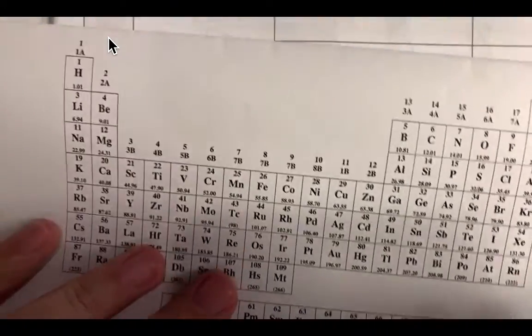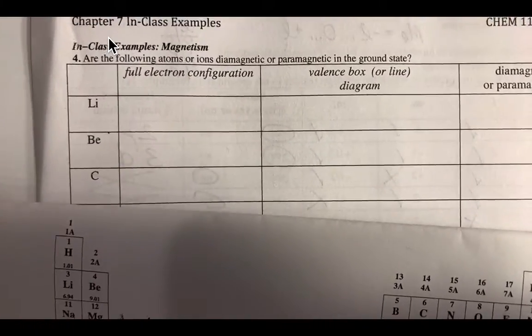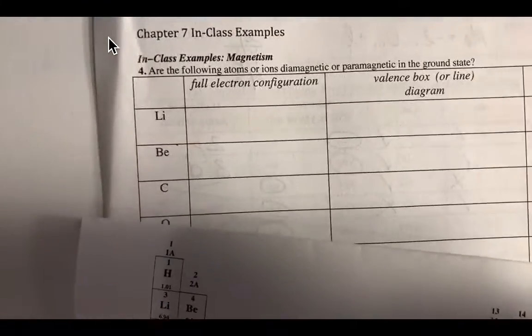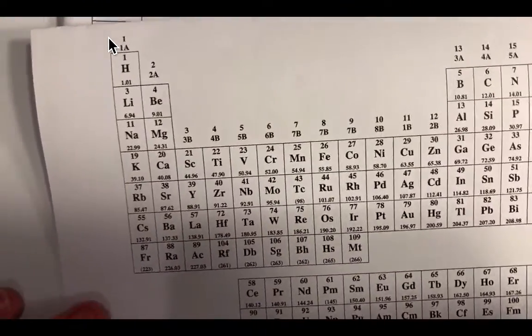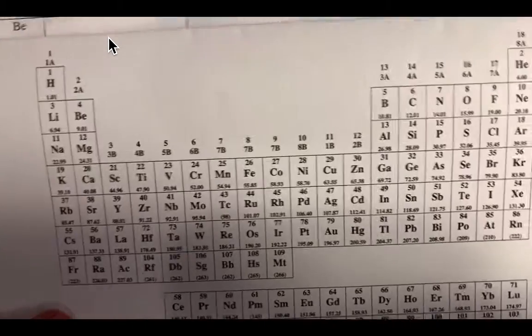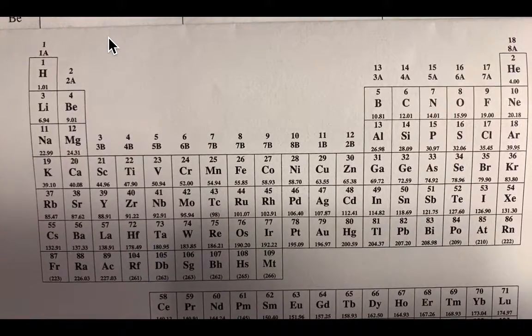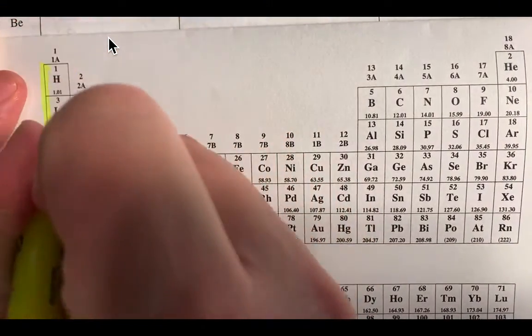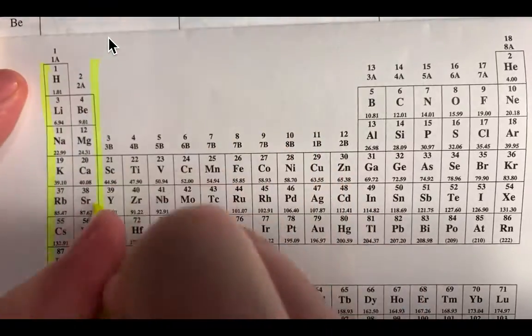Okay, so before we get into problem 4 on the week 8 in-class examples, I need to talk to you a little bit about the periodic table. With the periodic table, we can divide it up for these purposes into 4 groups.